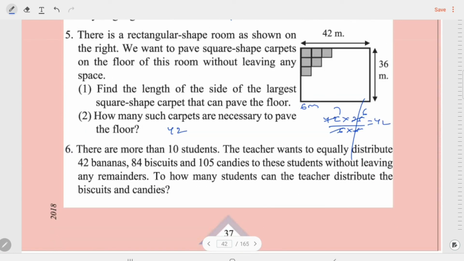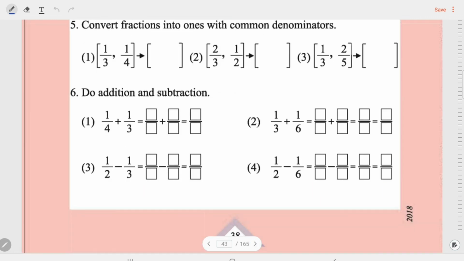But there are only 10 students. Wants to distribute equally between the students without leaving any remainder. To how many students can the teacher distribute the biscuits and candies? There are more than 10 students. Okay, 21 is the answer. Just now we checked, right?